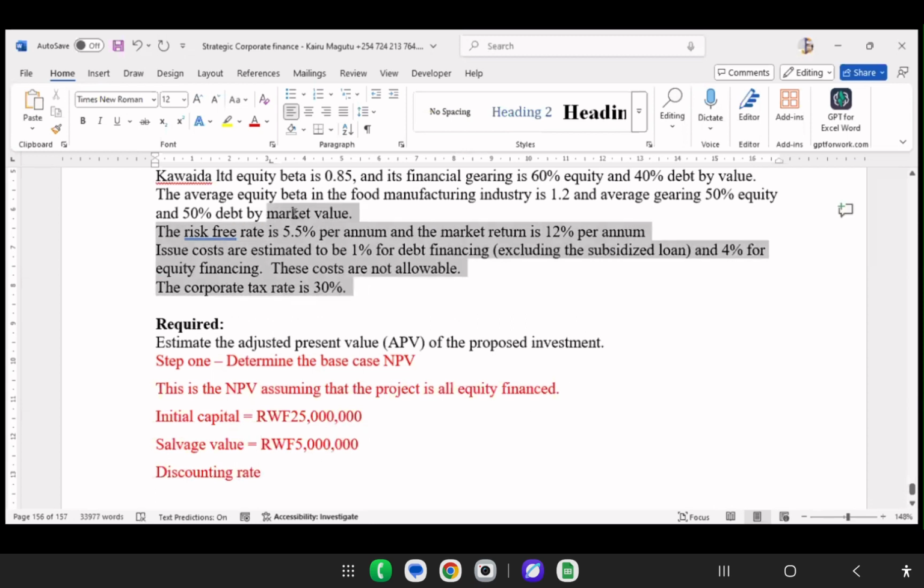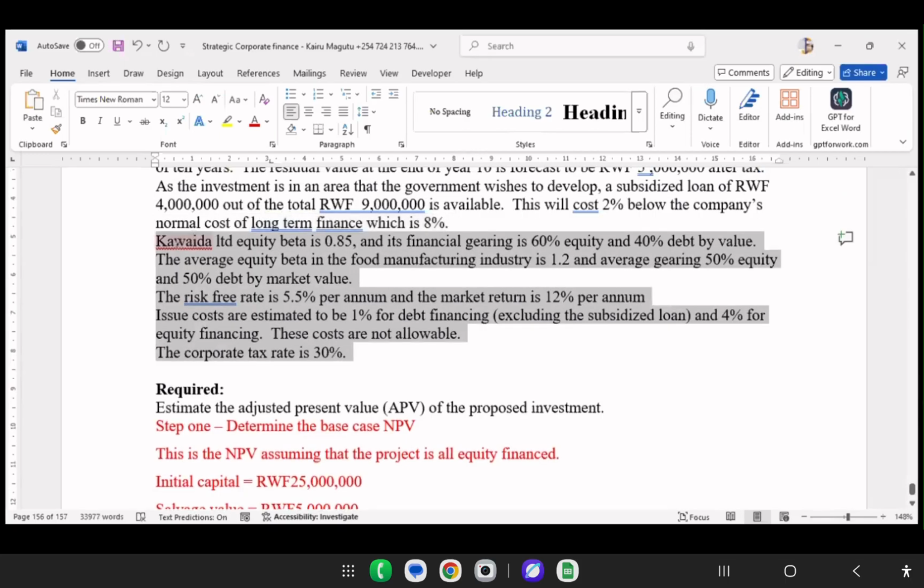This part, let me put from here. The highlighted part says that Kawaida Limited's equity beta is 0.85 and its financial gearing is 60% equity and 40% debt by value. So the beta factor is 0.85. The average equity beta in the food manufacturing industry is 1.2, and the average gearing is 50% equity and 50% debt. Now, there are two things. There is the beta factor of Kawaida Limited, and there is the beta factor of the food industry.